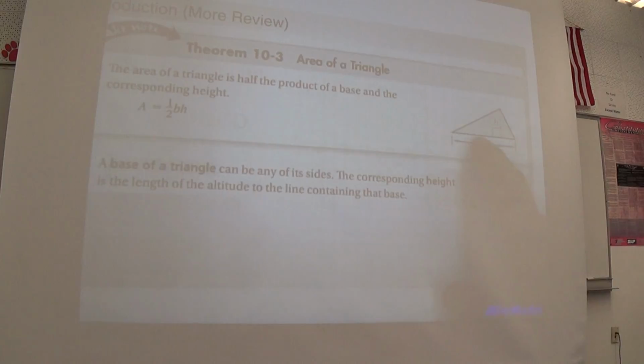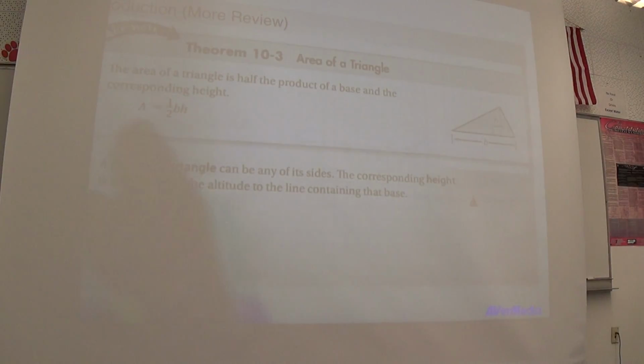Now, if this triangle was turned sideways, the other way, then this would be the base. If this triangle was laying on this, then this would be the base. So it's all about positioning when you're talking about the base of a triangle. All three sides could be the base. Just depends on how you look at the triangle. Just turn it around. If it's easier to do it one way, then call the other side the base, the other side the height. A base of a triangle can be any of its sides. The corresponding height is the length of the altitude to the line containing the base. So from the vertex straight up and down, perpendicular to the base.